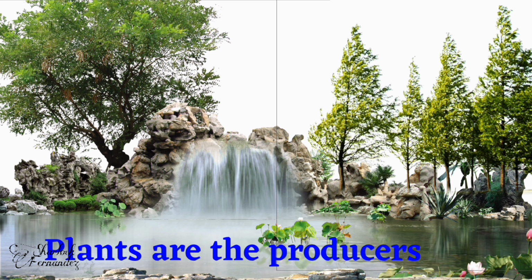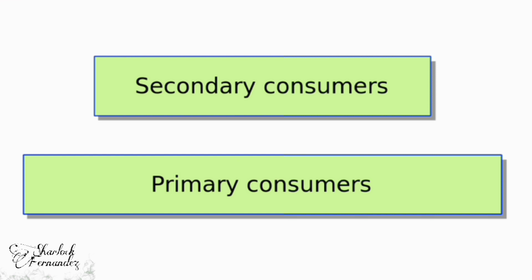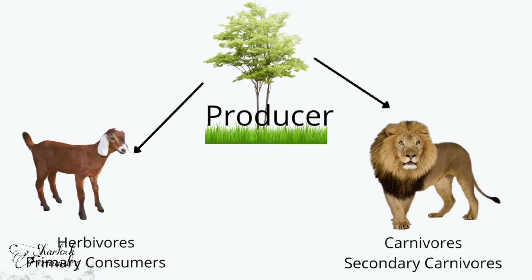Since plants are the only living beings which produce their own food, they are called producers. Animals who feed on plants, like herbivores, depend on plants directly, so they are called primary consumers. Carnivores, on the other hand, depend on herbivores, so they are called secondary consumers. So we have producers as plants, herbivores as the primary consumers, and carnivores as the secondary consumers.